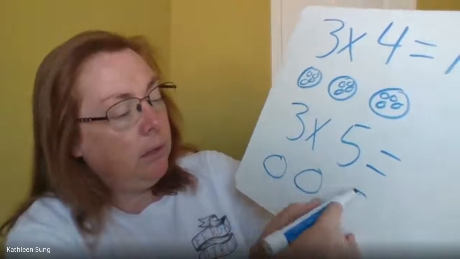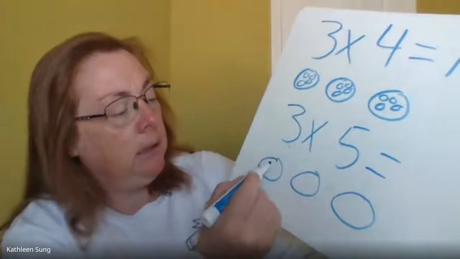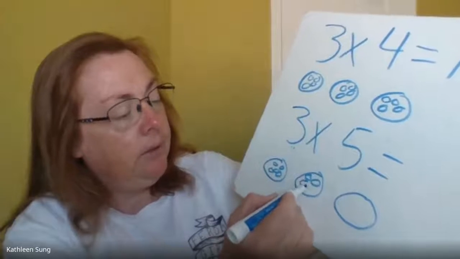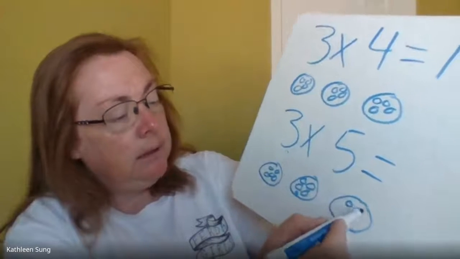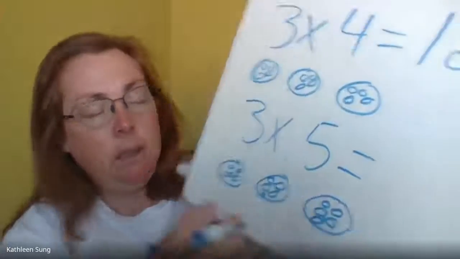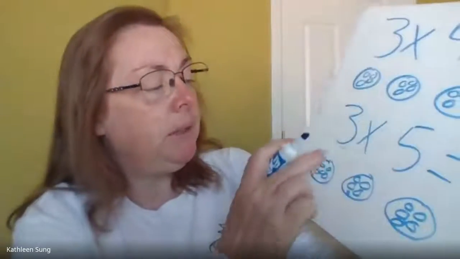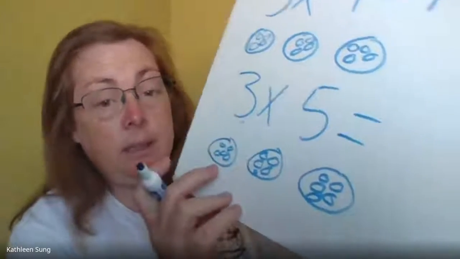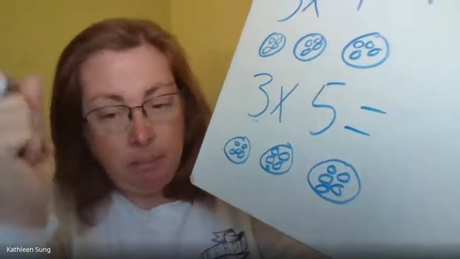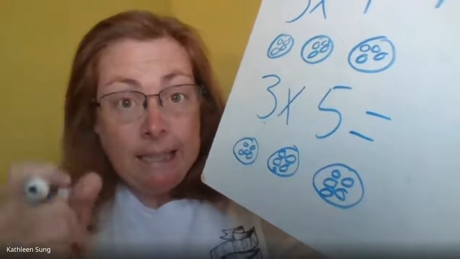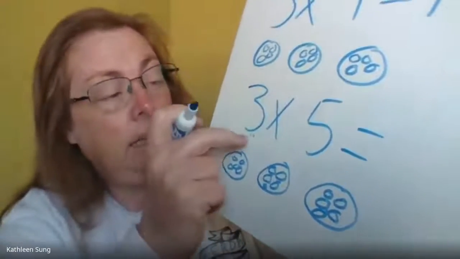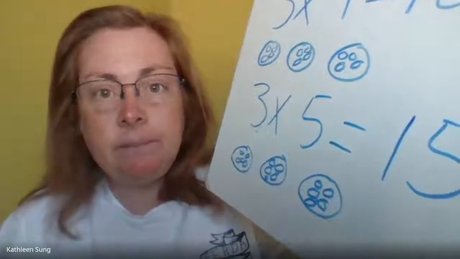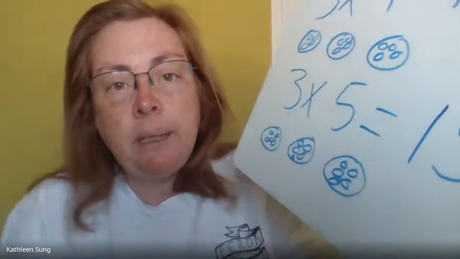So I like to draw out my 3 plates, and on each plate I'm going to have 5 cookies. That's a lot of cookies. Let's see what 3 times 5 is going to be. I could say 5 plus 5 plus 5, or I could skip count by 5s: 5, 10, 15, or I could memorize my multiplication facts and just know it that fast. And 3 times 5 is 15.